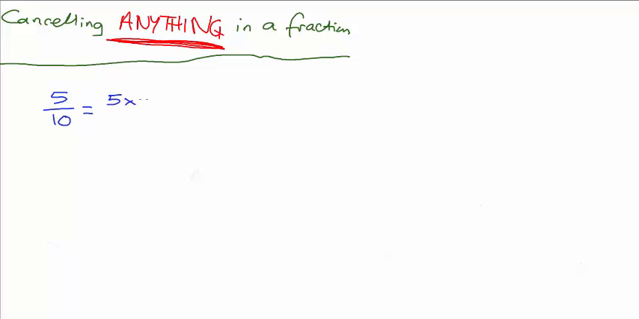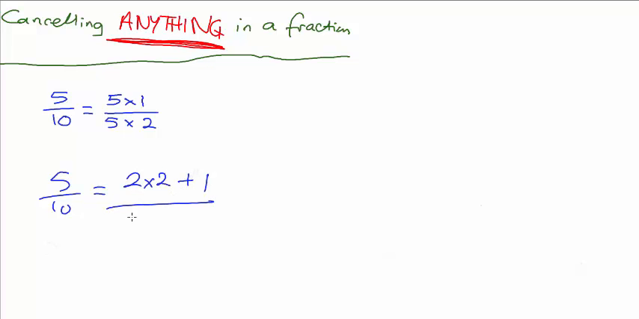I rewrite the top as 5 times 1, and I rewrite the bottom as 5 times 2. Look, so I've rewritten this as a chain of things multiplying. I can also write 5 over 10 as something like this. I could have written the top as 2 times 2 plus 1. I guess there are loads of ways I can do this.